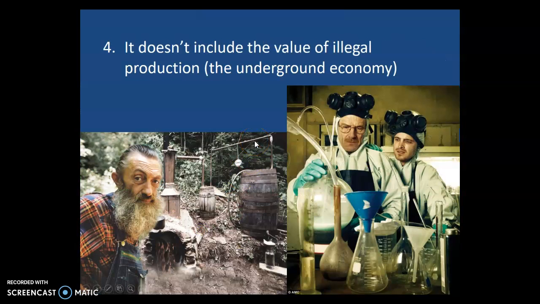And the last one, it does not include the value of illegal production, or what we call the underground economy. It doesn't include the value of all the drugs, for example, that are manufactured in the United States. There is value there. It's unfortunate. It's not the kind of value that we necessarily want, but it is actual production and value. GDP does not look at illegal production. So even though real per capita GDP and real GDP are great tools to measure an economy and production, there are still some flaws. It doesn't capture it all.